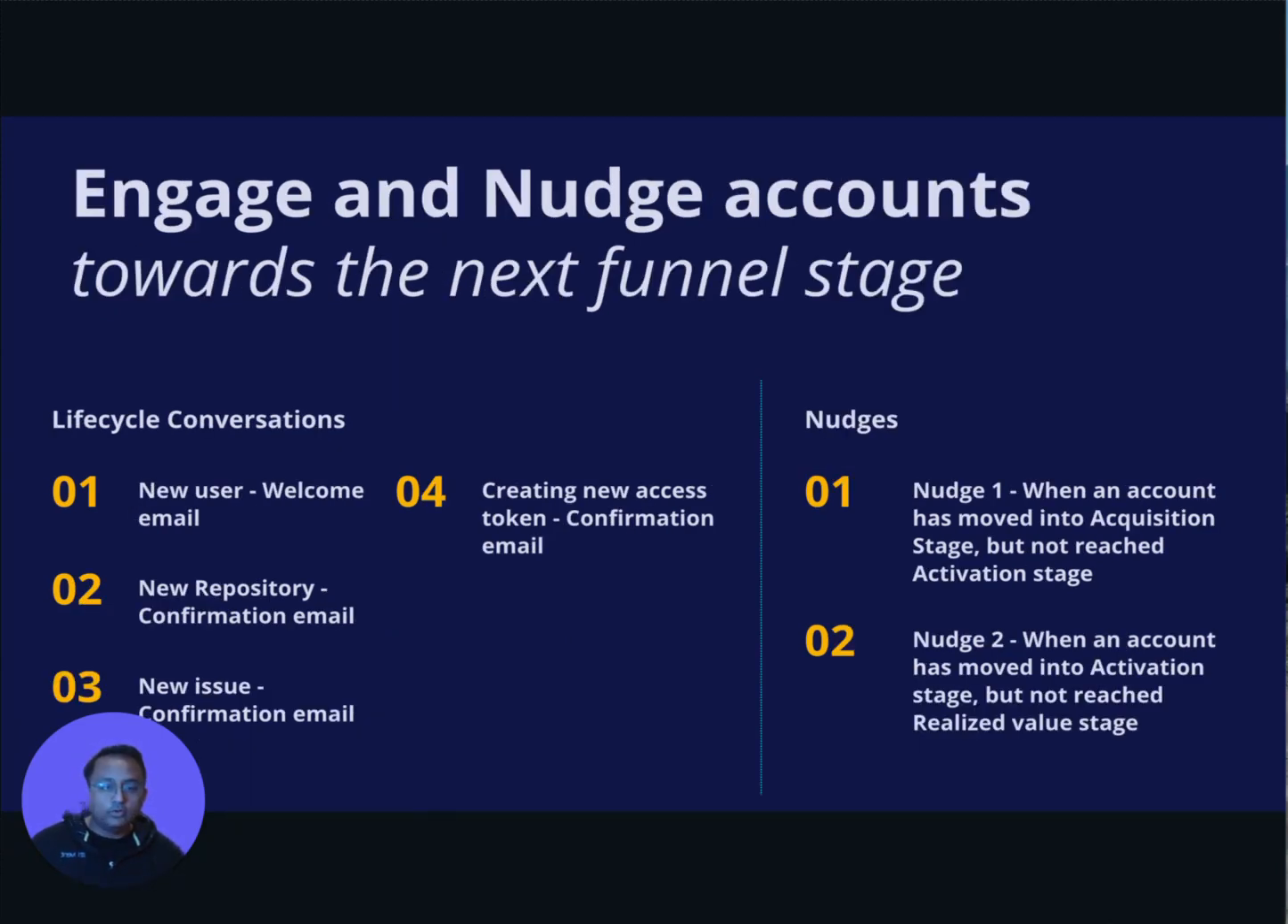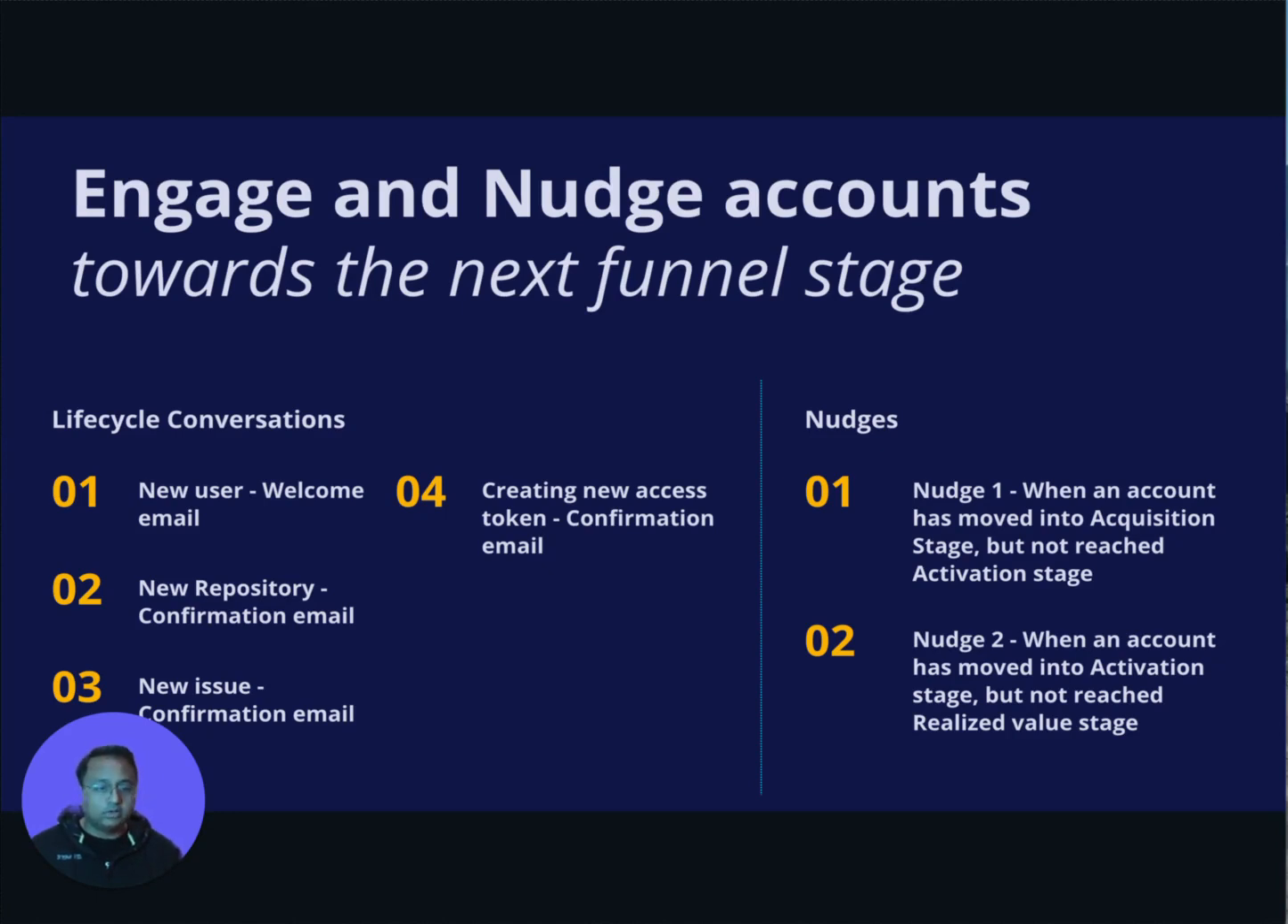So what we're going to do is implement 4 lifecycle conversations and 2 nudges as part of this demo. Lifecycle conversations are essentially engaging with the user or account when they perform certain activities. So we are going to welcome them when a new user signs up, and we are going to engage with the user or account when they create a new repository, or they create a new issue, or they create a new access token. Now we will also implement 2 nudges.